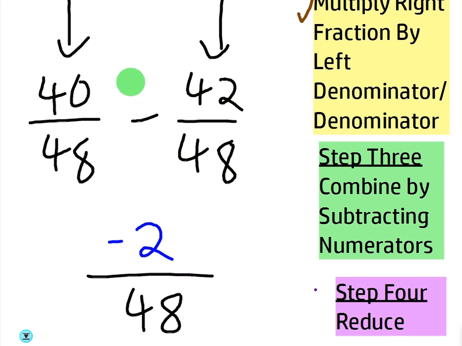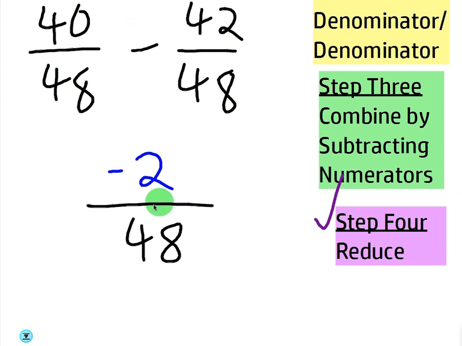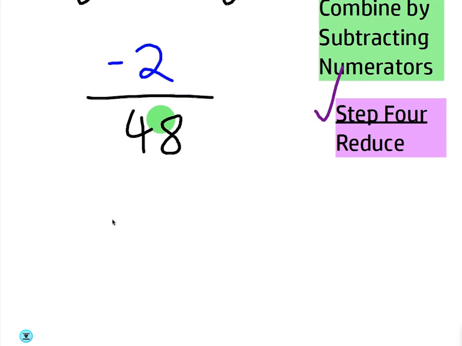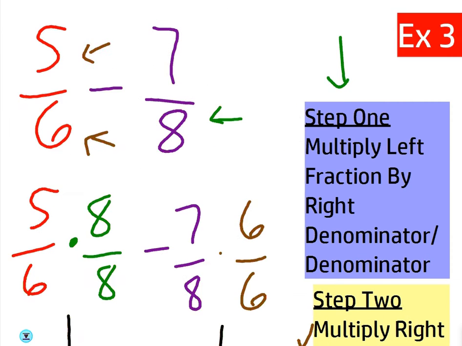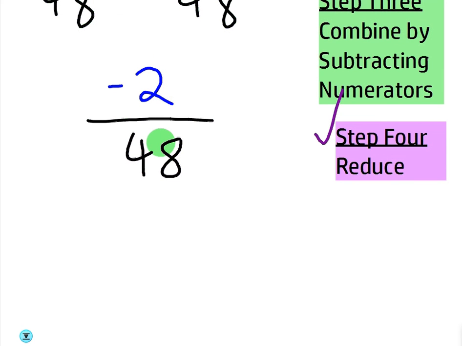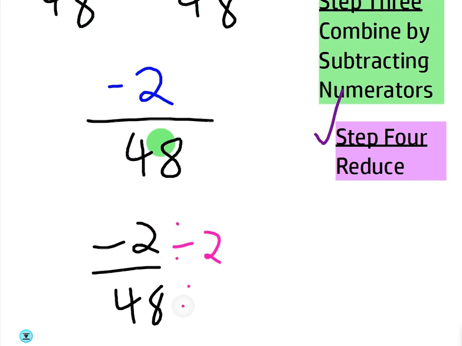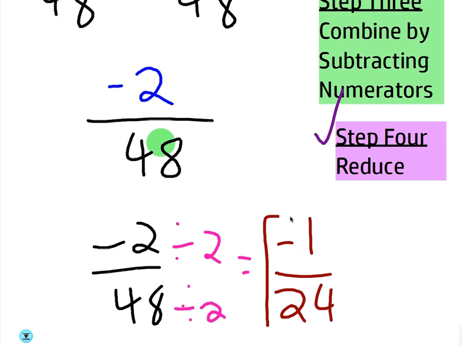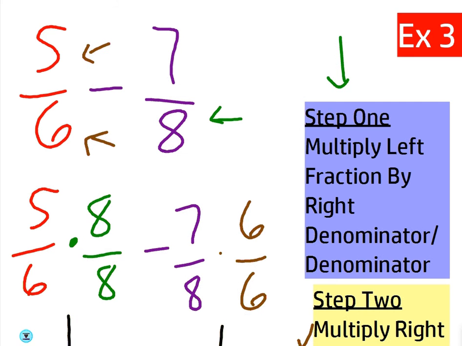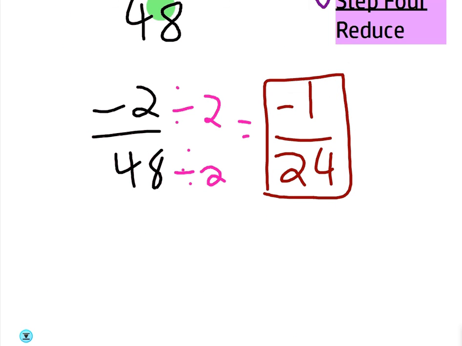Final step, we need to reduce. Negative 2 over 48. How do you reduce it? By 2, right. Is the answer going to be negative or positive? Negative. Okay, so divide the top and bottom by 2, and you get negative 1 over 24. So that means 5/6 minus 7/8 is negative 1 over 24. And that's going to happen if the left fraction is smaller than the right one.